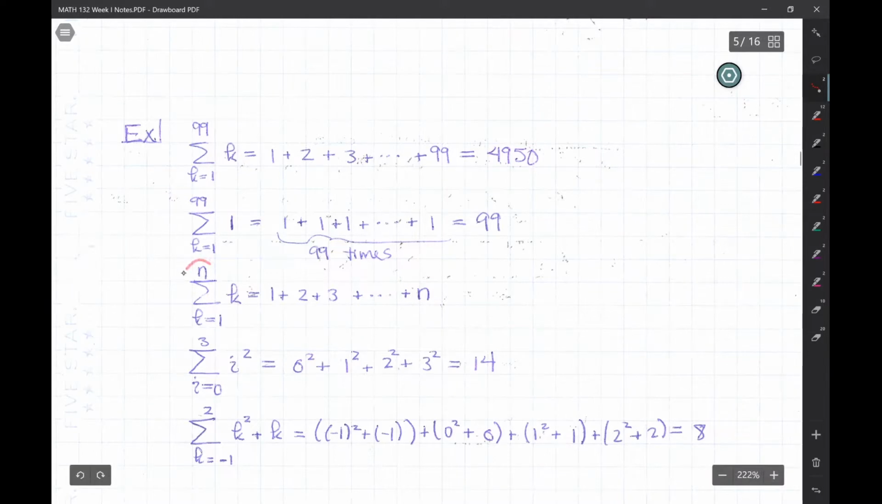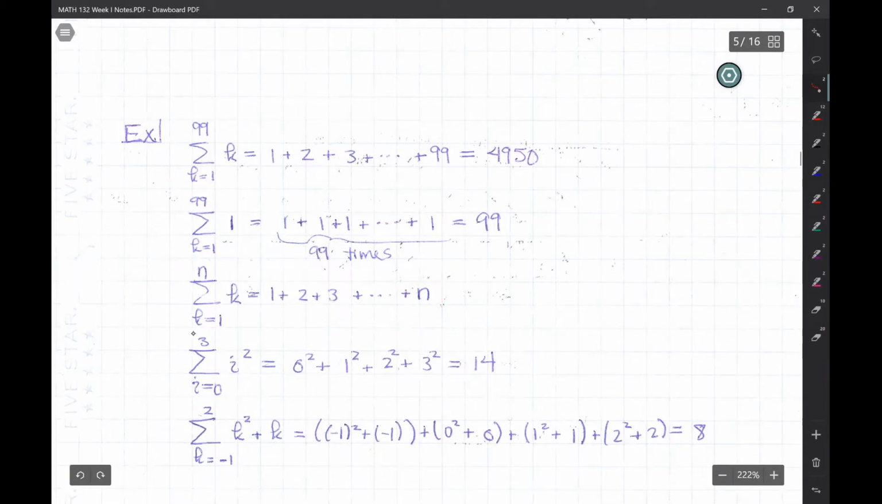We could also have an upper limit as some symbol. Here we're using n, and we treat the symbol as fixed, although we're summing to it. So here we have k equals 1 to this arbitrary n, which we think about as being fixed, and we sum all the way up to n.